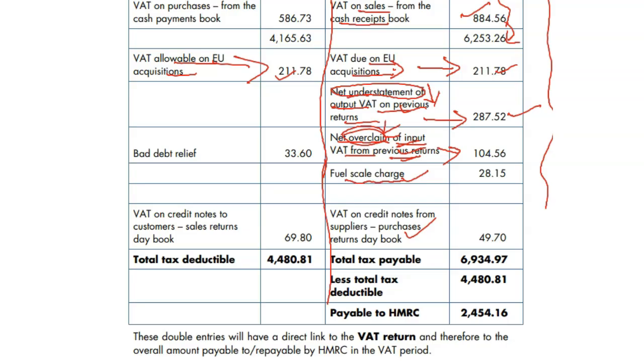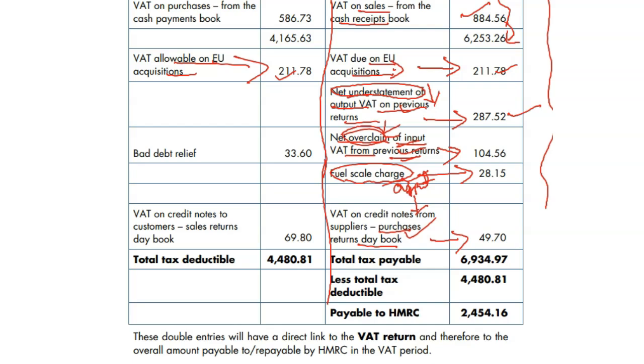Fuel scale charge is an output VAT, doesn't it? A figure would be given. It will be VAT included, and find it out. This is based on the CO2 emission, which you have learned in earlier chapters. The more CO2 you emit, the more it will be charged. It's a liability. And the last one is a purchase return. VAT on purchase return. Reduction in expense. Purchase return. So that is your VAT liability.